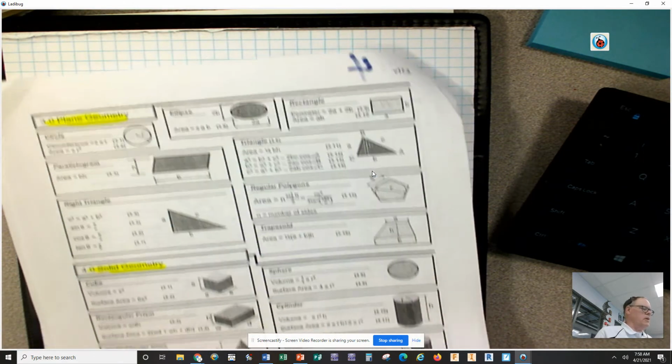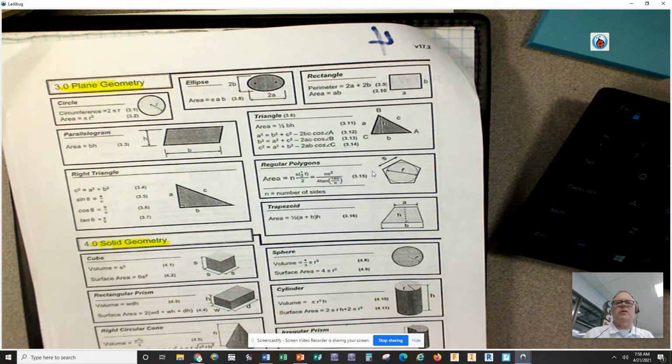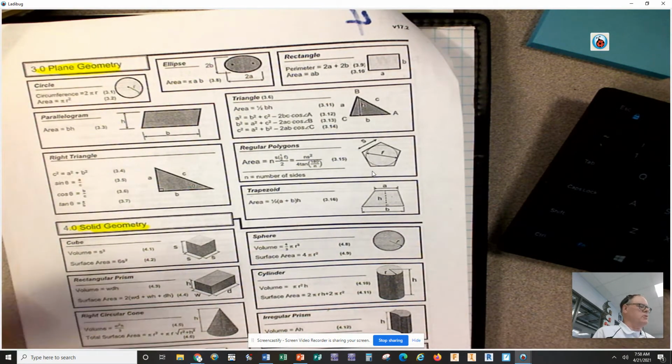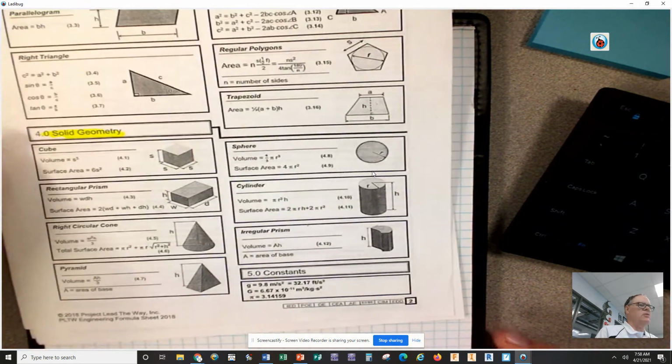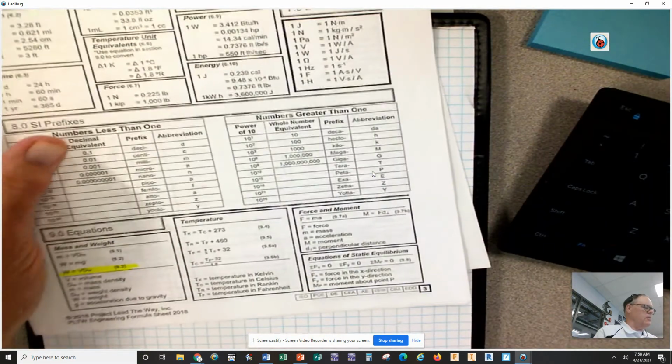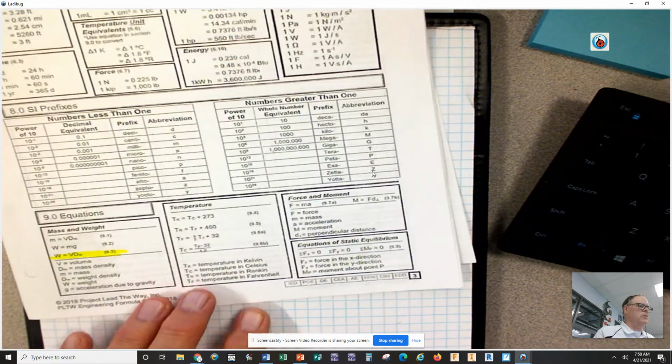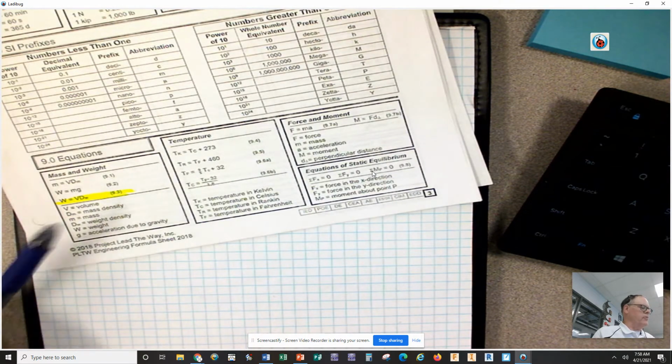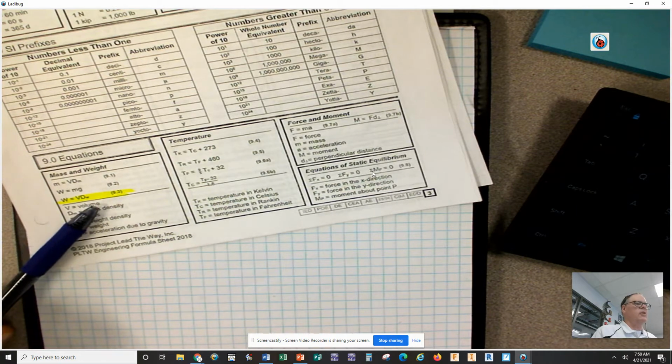If you look at your formula sheet, that's also electronically available in Project Lead the Way, you have your solid geometry. We just got through doing a paper on plane geometry earlier with area and perimeter, and now we're looking at solid geometry. Primarily, if you need to find the volume or the surface area, you've got all those formulas here. Then a few tables down on the next page, on table 9, you will see a formula for weight. It's volume times density, right?